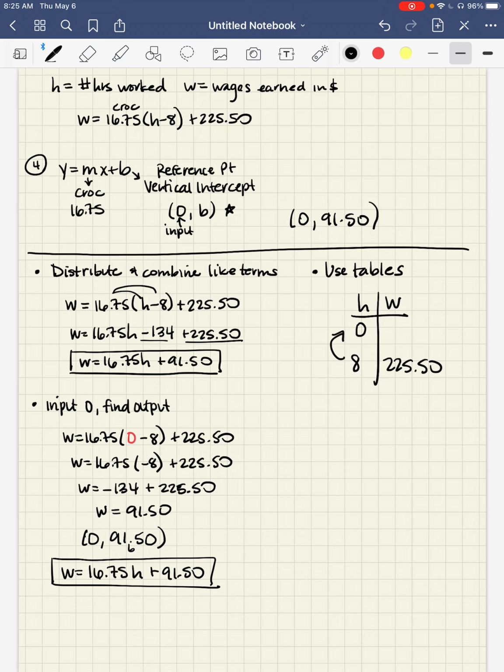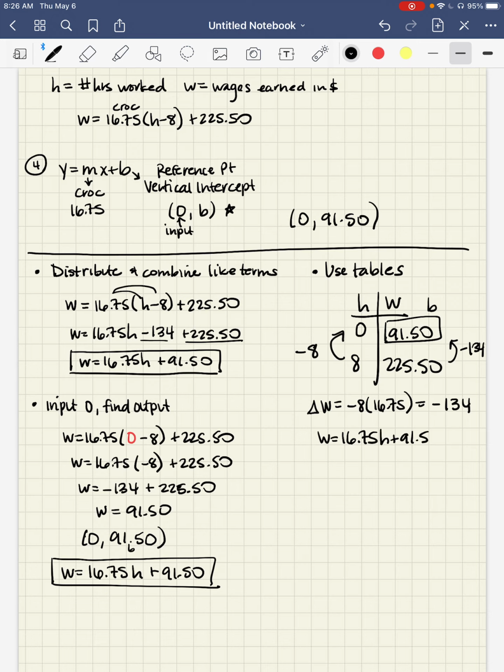So we can use the change. The change here is going to be -8. So if I work 8 less hours, to find my change in wages, I would do -8 times the $16.75 per hour that I'd make less. And when we get that, we get -134. So if I work 8 less hours, I'm going to make $134 less. And so 225.50 minus 134, again, I'm going to get 91.50, which is just my B value. So I would still have to take that last step of actually going back and writing in y = mx + b form.